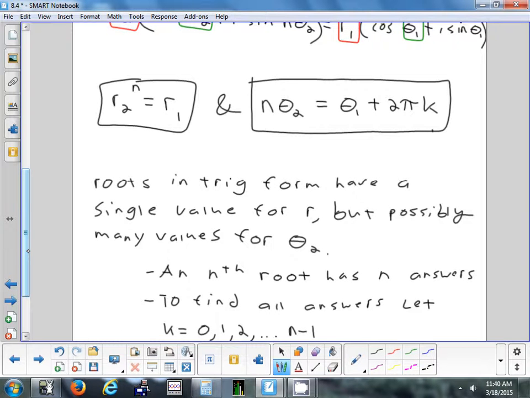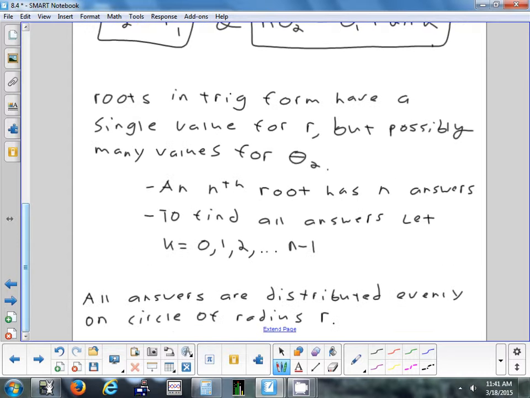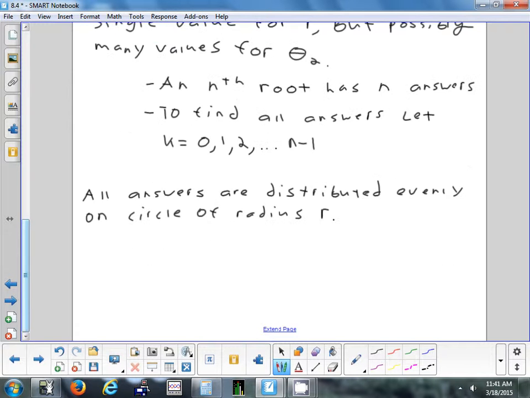Okay, and I said here that all the answers have the same value for r. So if you were to visualize all these answers on that polar graph paper, they're all the same distance from the center. In fact, they're all evenly distributed on a circle. So if you had polar graph paper and you were doing a 4th root problem, you'd get 4 answers. They would all be the same distance from the center, all the same value for r, and they would all be 90 degrees apart. So what you'd really be finding is the vertices of a square.